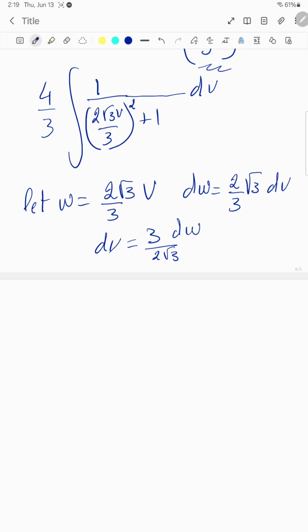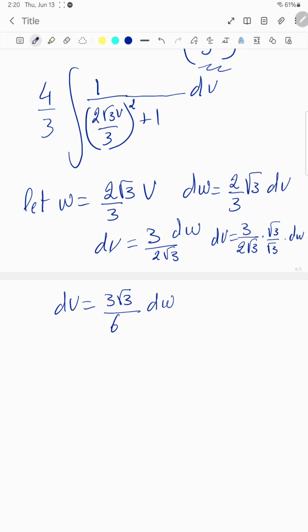And again, we don't like to see a square root in the denominator. My dv is equal to 3 divided by 2 square root of 3 multiplied by 1, but I want to write the 1 in an intelligent way, which is square root of 3 divided by square root of 3, times dw. So my dv, 3 times square root of 3, is equal to 3 square root of 3 divided by 2 times 3, which is 6, dw. So my dv is equal to square root of 3 dw divided by 2.